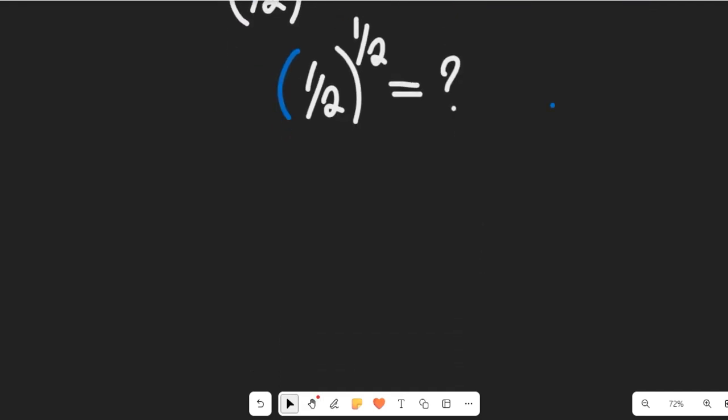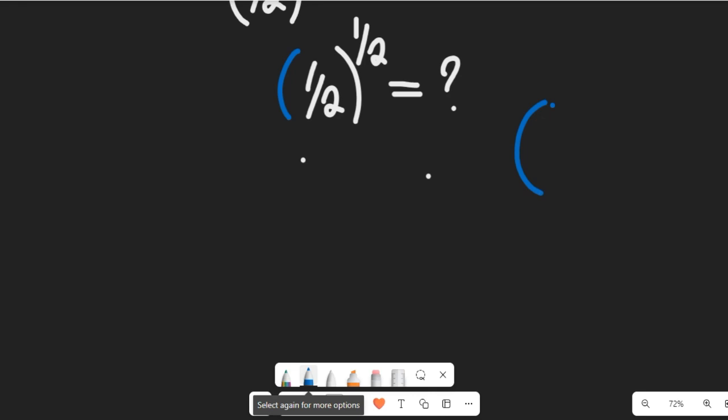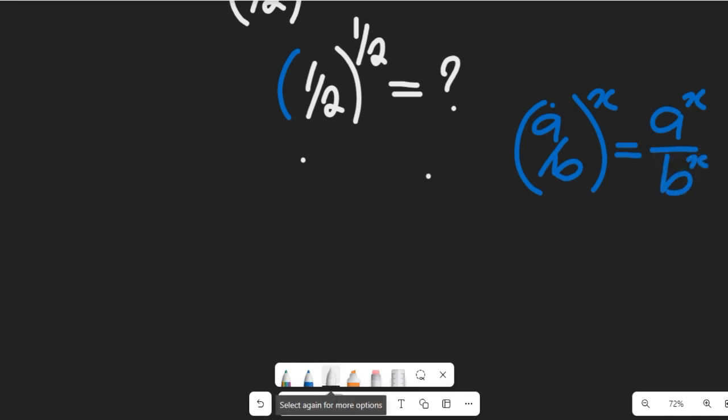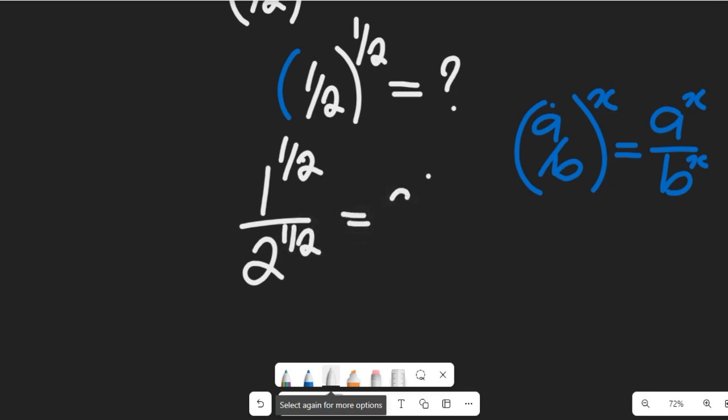So if I simplify this, I can isolate the base, right? Remember that expression, I have a divided by b all to the power of x. I can simply break this out to give me a to the power of x divided by b to the power of x. That's simply what I'm going to use here. So this will give me 1 to the power of 1 divided by 2 divided by 2 to the power of 1 divided by 2. And this expression will give me what?